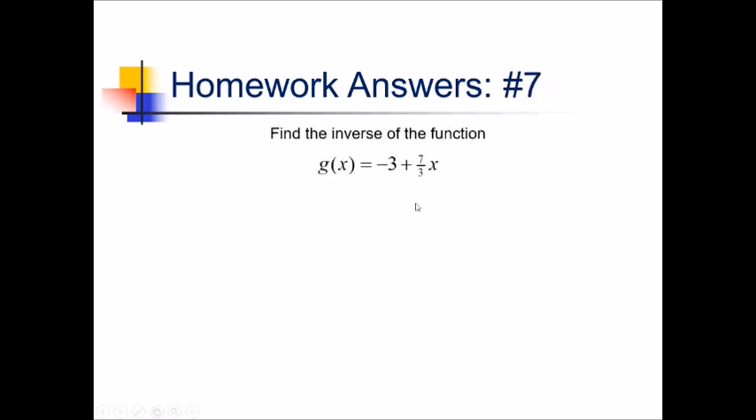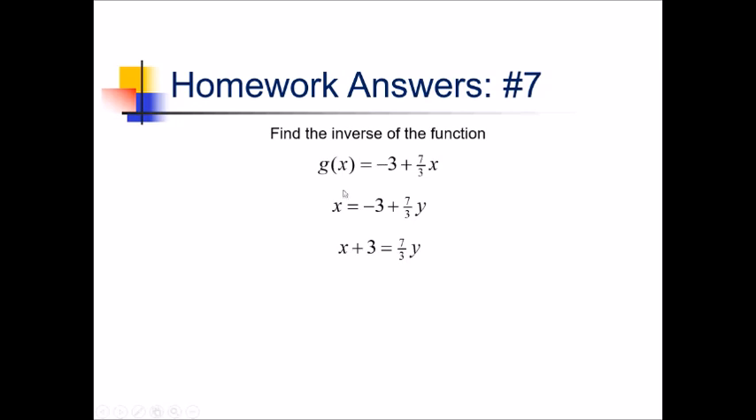To find the inverse function for this one, we're going to switch x and y in the beginning. So we have x equals negative 3 plus 7/3 y. Next, we have to get y by itself. So let me start by adding 3 over to the left side. And then to get y by itself, I've got some options here. The fastest way would be to multiply both sides by the reciprocal of this, so 3 over 7.